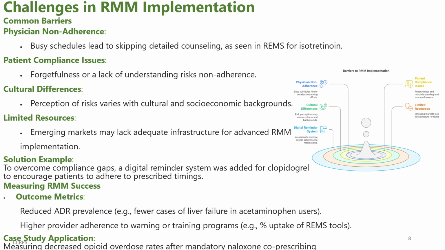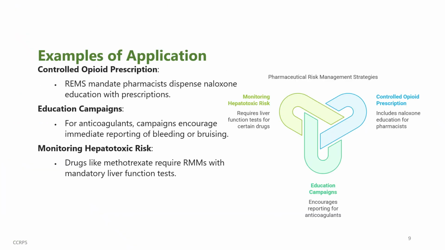Measuring RMM success. Outcome metrics, reduced adverse drug reaction prevalence. Example, fewer cases of liver failure in acetaminophen users. Higher provider adherence to warning or training programs. Example, a percentage uptake of RMM tools. Another case study application is measuring decreased opioid overdose rates after mandatory naloxone co-prescribing.